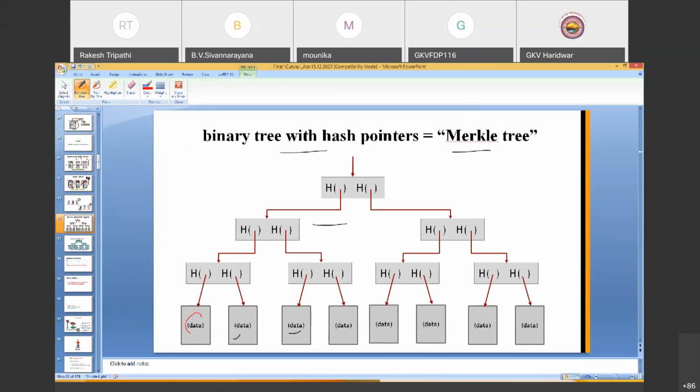We take pairwise data, and we take the hash of this, hash of this, hash of this, hash of this. Now these two are concatenated together, and then we take the hash of this combined and put it here. And if I remember the root hash of the tree, then if I change anything anywhere, either in data or in a hash value, it won't be consistent with the root hash. So we can detect tampering this way, in a Merkle tree also.